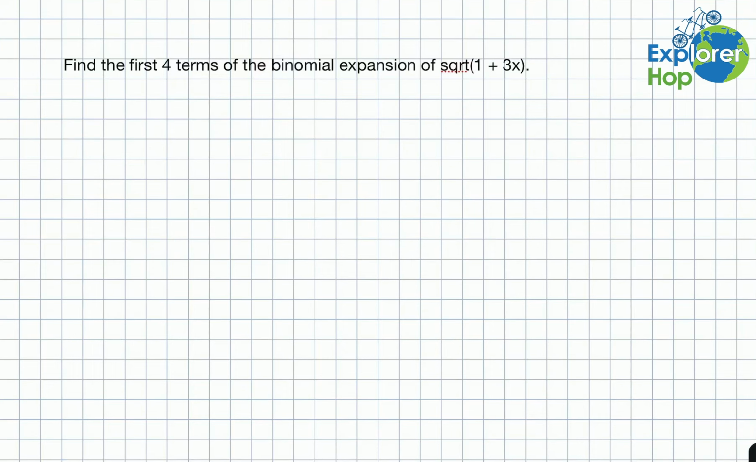Today we're being asked to find the first four terms of the binomial expansion of the square root of 1 plus 3x. And the first step in doing this is to make it so that our expression follows the form of (1 + x)^n.